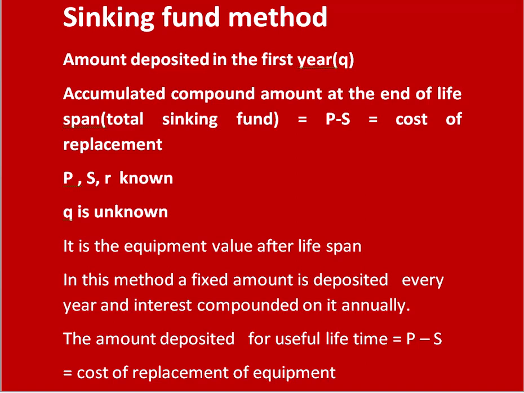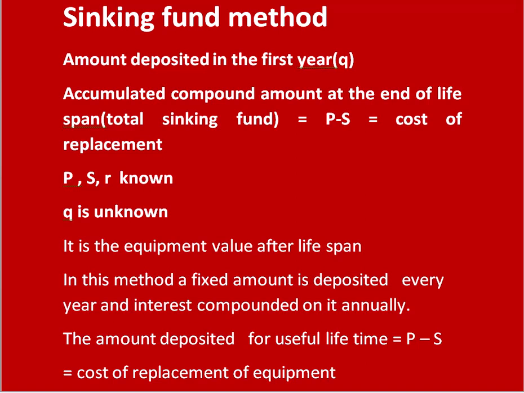Whereas in case of diminishing fund method, at the end of the first year, the depreciation value is higher. In the next year, the depreciation value will be less, and it goes on reducing till the end of the lifespan of the equipment, and that depreciation amount is utilized to purchase the new equipment.